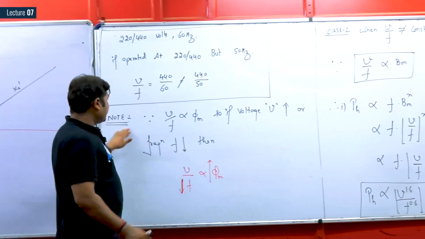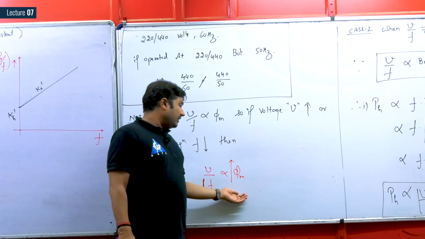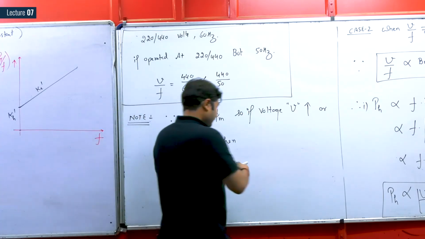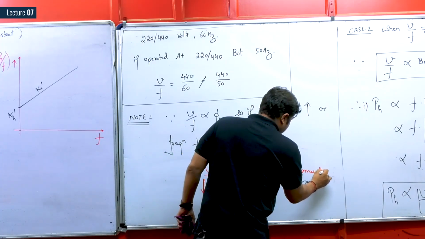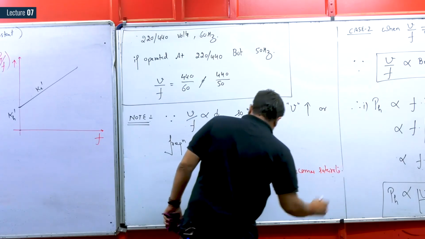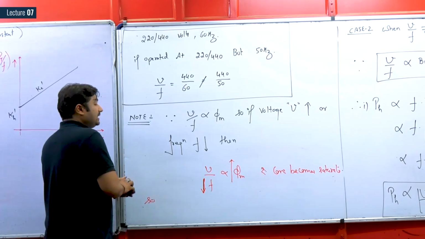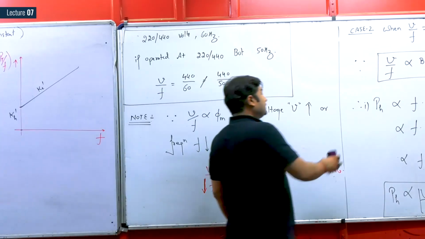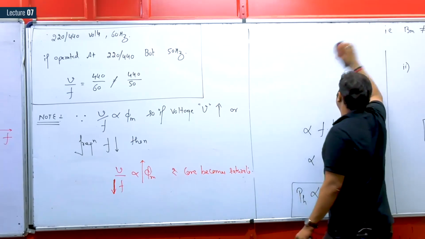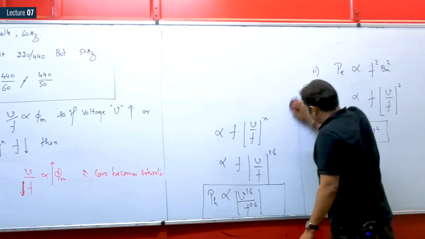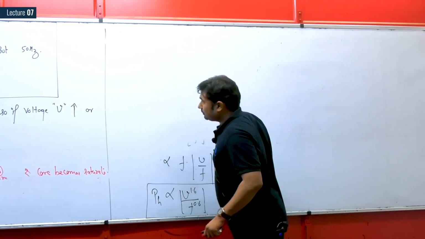Okay, so keep in mind that V by F is proportional to phi m. If voltage V increases or frequency F decreases, then the flux increases and the core becomes saturated. So a transformer can operate at a higher frequency, but it cannot operate at a lower frequency on the same voltage rating. Whenever you decrease the frequency, you must also decrease the voltage level, otherwise your core will get saturated.